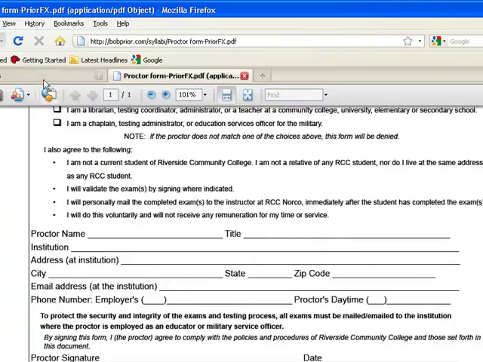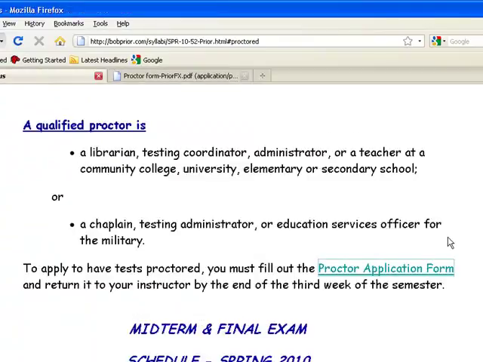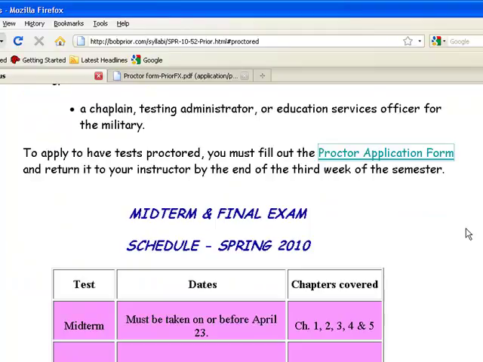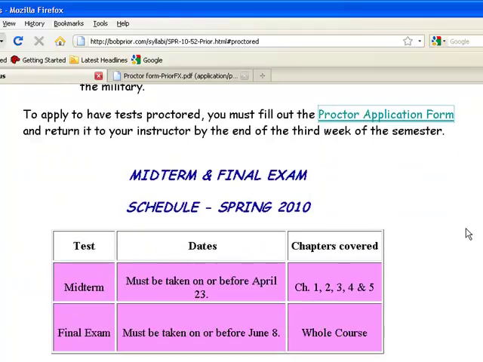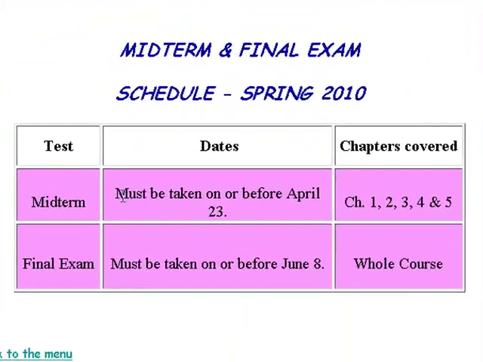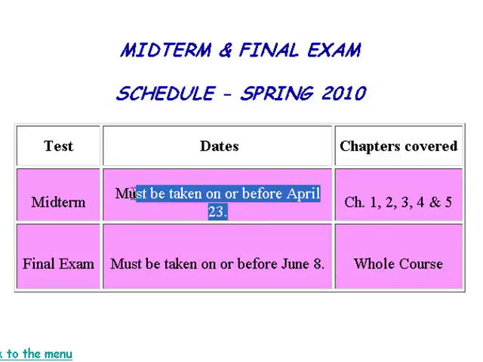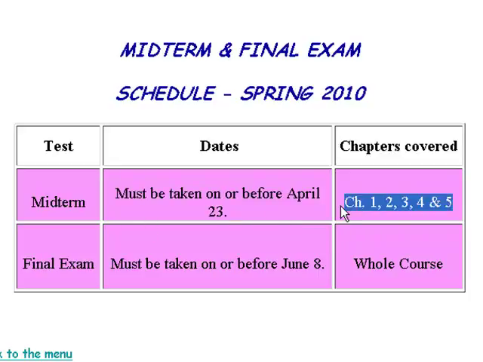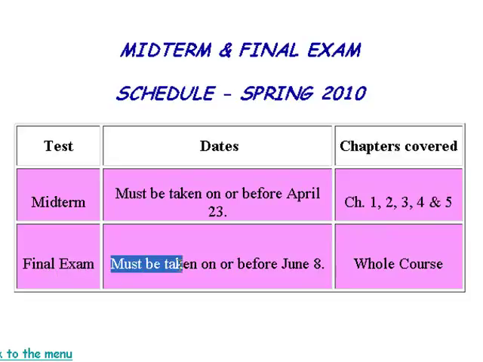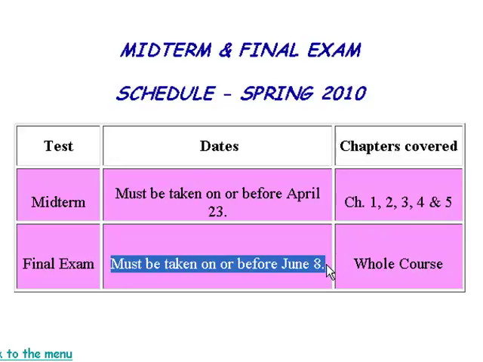Okay, let's go back to the syllabus and see if there's anything else to know about taking these proctored tests. We do have a testing schedule, so it tells us when we have to complete this test. In this particular case, on or before April 23rd, but it changes from semester to semester. And notice that the midterm covers chapters 1 through 5. The final exam must be taken in this semester by June 8th. It might be different in other semesters, of course, and it covers the whole course.